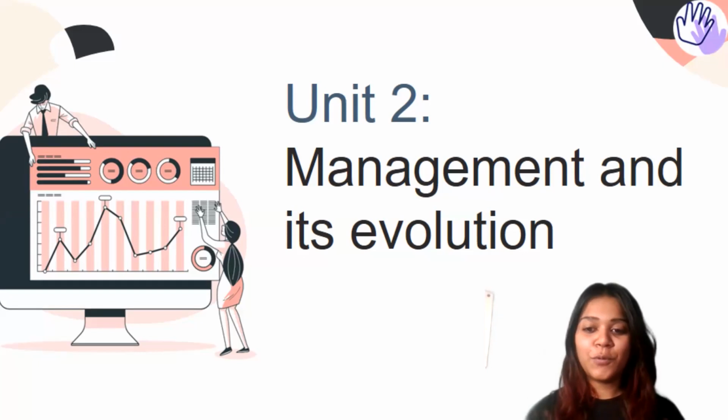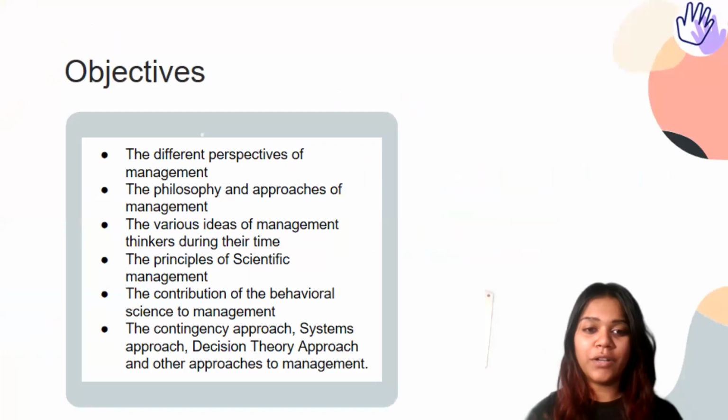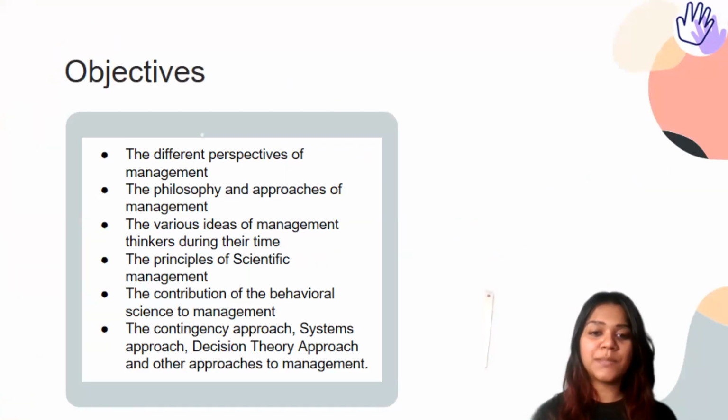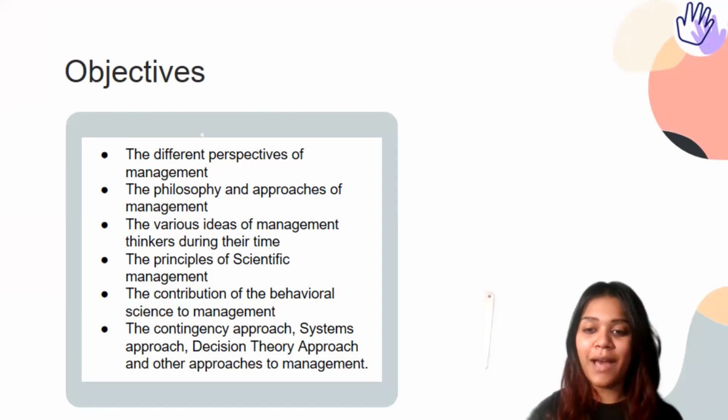So let me take you to the objective for the section today. So these are the objectives that are listed over here. We would be learning about the various perspectives of management, the philosophy and the approaches of management. At that time, what were the ideas of various thinkers of management, about the scientific management and the principles of scientific management, the contribution of behavioral science to the management, and different approaches like contingency approach, systems approach, decision theory approach, and other approaches to the management.